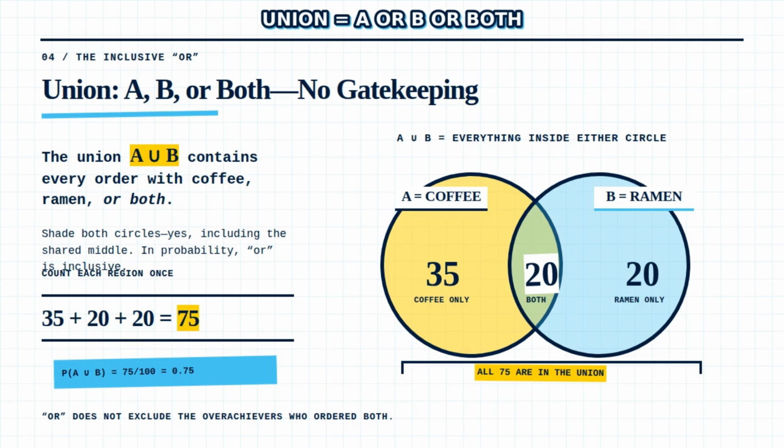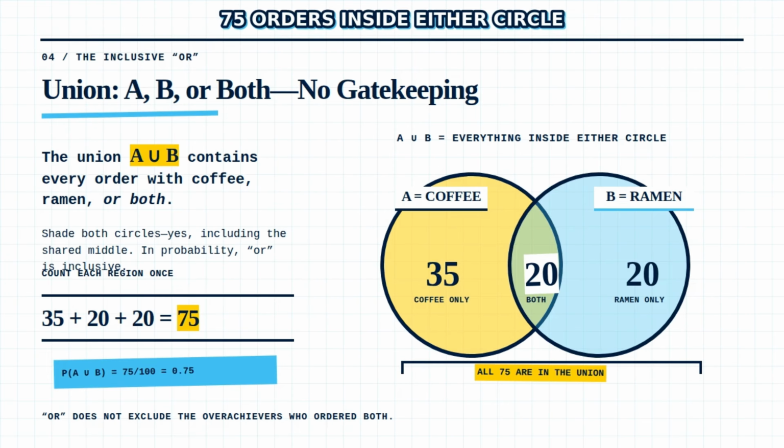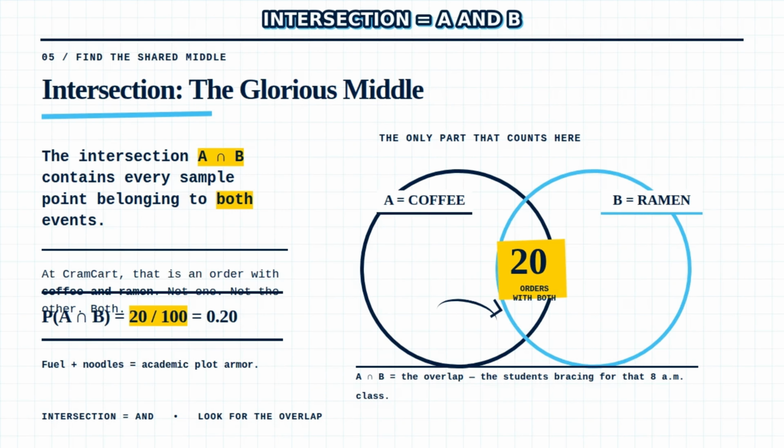Next, union. A union B means A or B or both. In our story, that means an order includes coffee, ramen, or the delightfully ambitious combination of both. Look inside either circle of the Venn diagram. There are 35 coffee-only orders, 20 orders with both items, and 20 ramen-only orders. Together, that makes 75. Therefore, the probability of A union B is 75 over 100, or 0.75. In probability, or includes both. No gatekeeping.